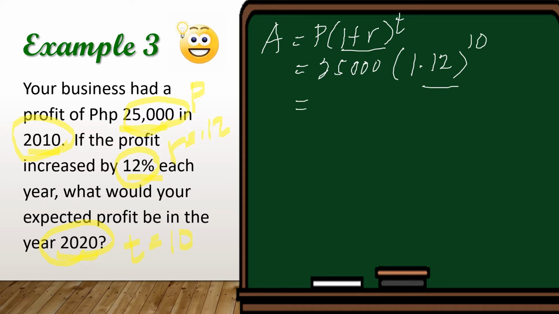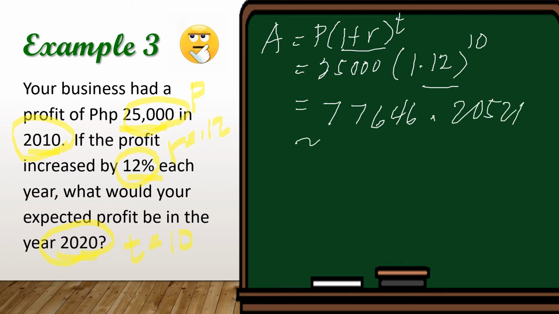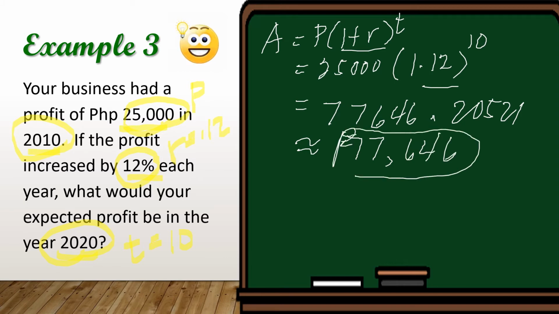1.12 raised to 10 multiplied by 25,000. Using a calculator, the result is 77646.20521. Now, let me round this off to the nearest whole number, and this will be 77,646 pesos. This will be the profit in the year 2020.